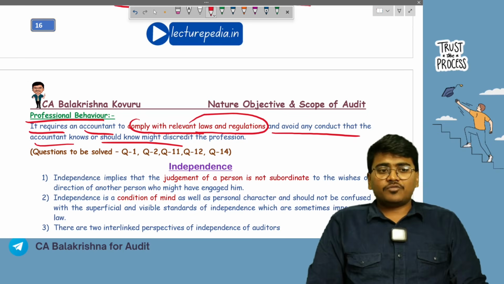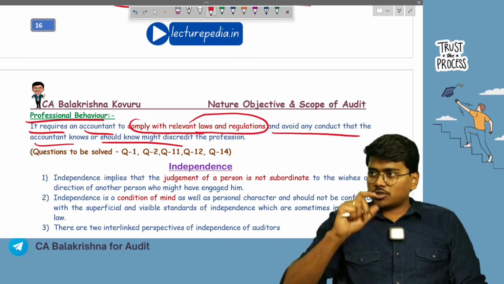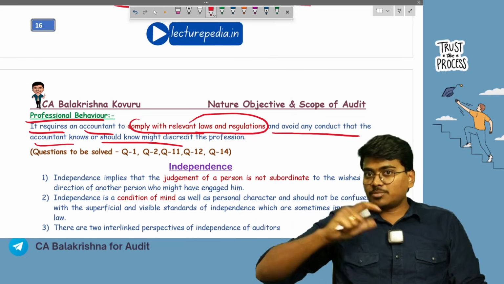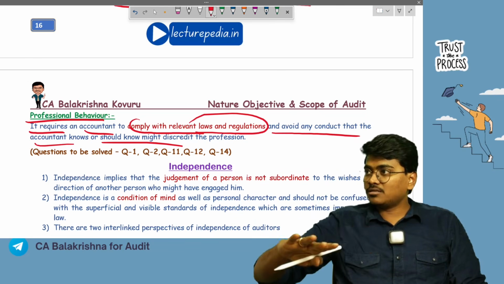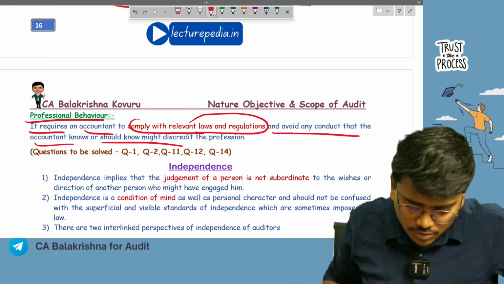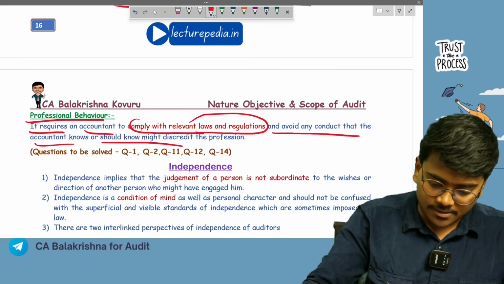Is it okay with the speed that I am reading the book, or should I increase the speed or reduce the speed? Is it fine? Yeah. So now we'll go to questions.